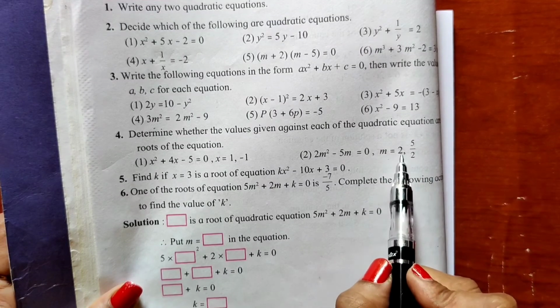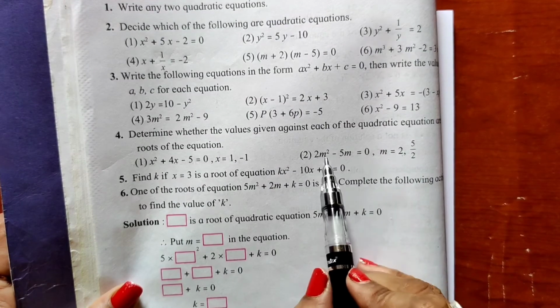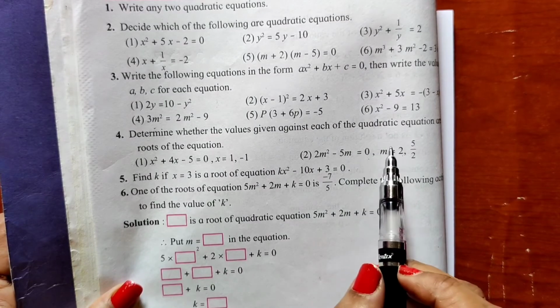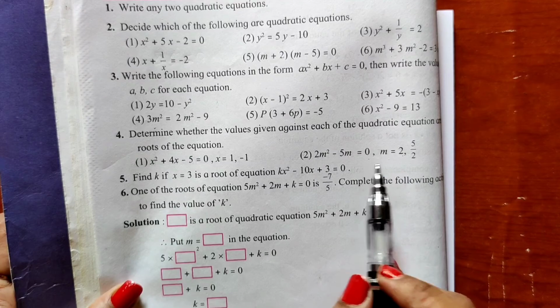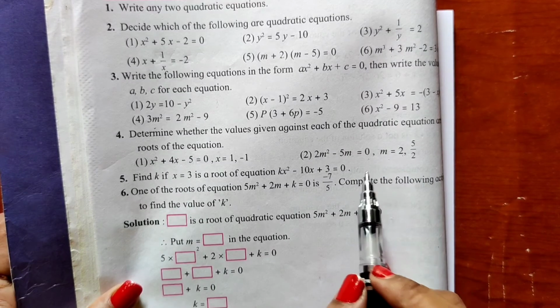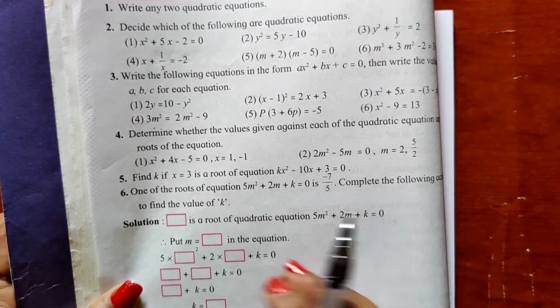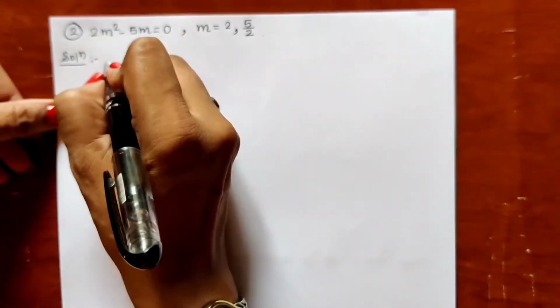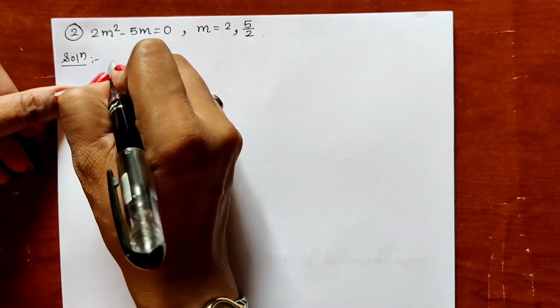That means in place of m, we will have to put 2 first. We will have to check whether it is equal to the right hand side, whether it is equal to 0 or not. If it is not 0, then it is not a root. If it is 0, then it is a root. Same way we will be solving. So let us solve. We will first write the left hand side of the given equation.